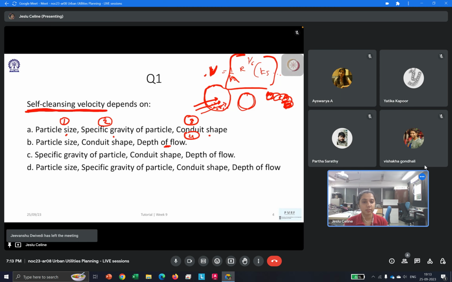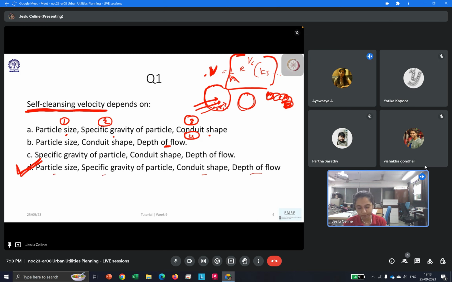Okay, so any attempts? Anybody wants to attempt this question? Option D, ma'am. Option D: particle size, specific gravity of particle, conduit shape, and depth of flow. So you're saying all of them matter. Yes. Okay, very good. That is the right answer. All these play an important role.